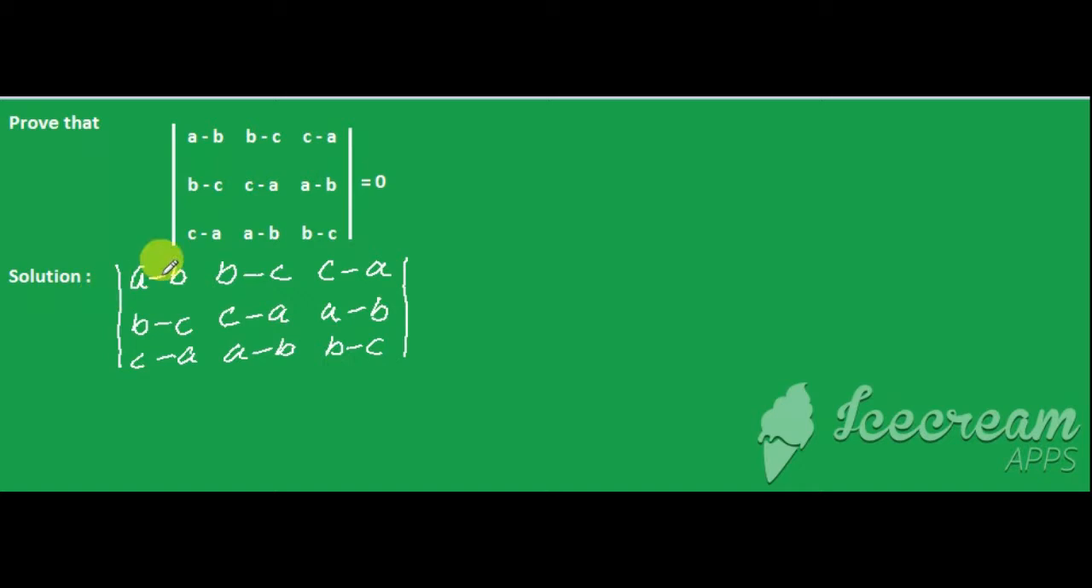So now we have to add up column 2 and column 3 into column 1. So the determinant is equal to determinant, with C1 plus C2 plus C3 as our operation to be carried out. So we get the first element of the first column as A minus B plus B minus C plus C minus A.